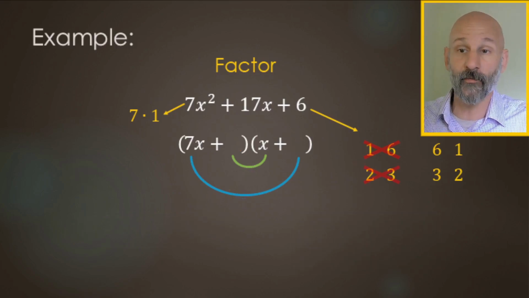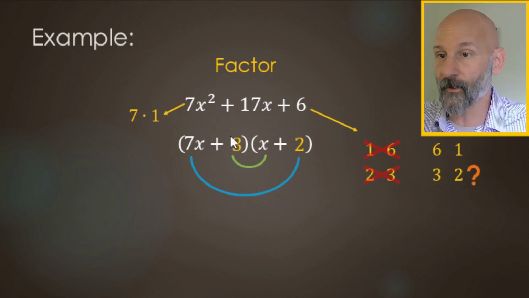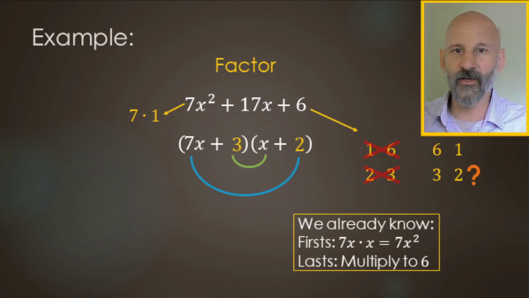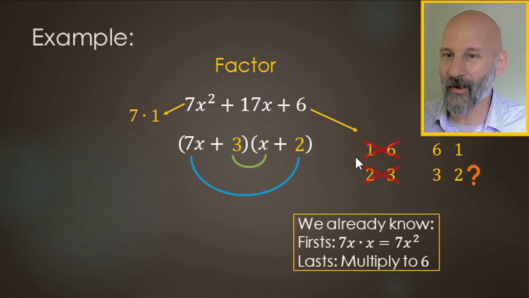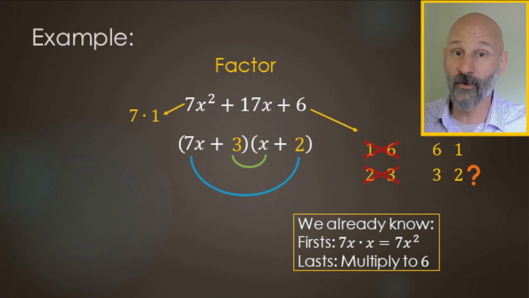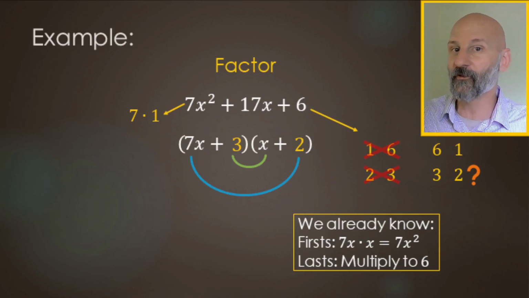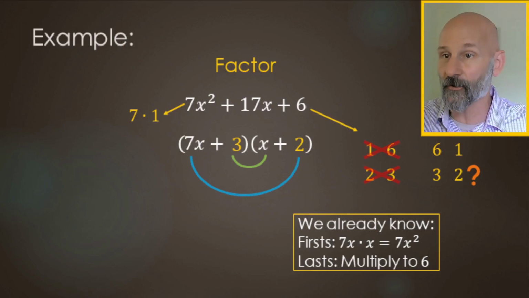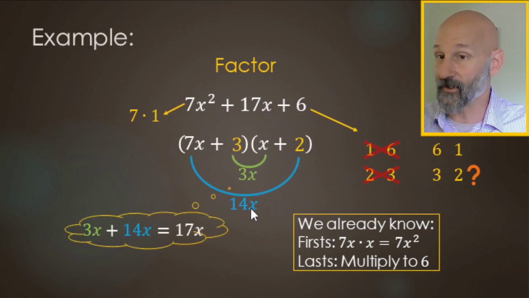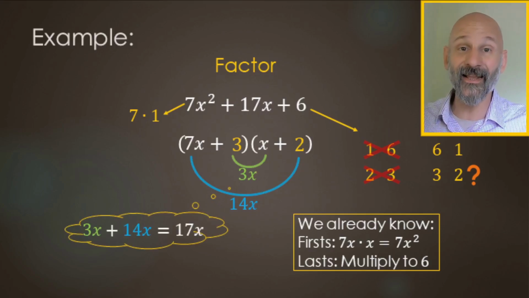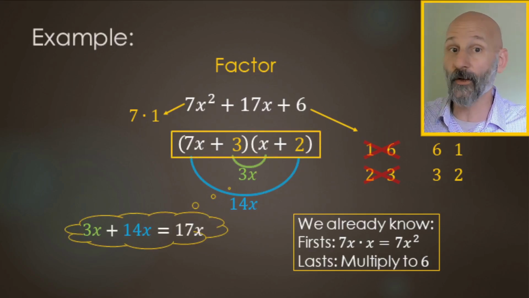So now we'll try 3 and 2. Okay, so 3 there, 2 there. Again, first and last are taken care of, right? All these numbers already multiply to a 6, and the 7x and the x already multiply to an x squared. We don't have to check the firsts and the last, just the inners and outers. So here we go. 7x times 2 makes 14x. 3 times x makes 3x. 14x plus 3x does indeed make 17x, and we're done.